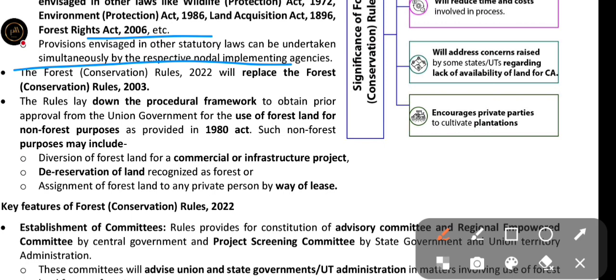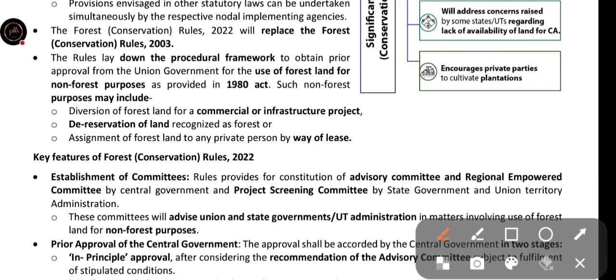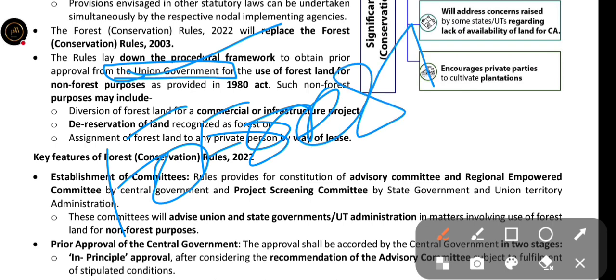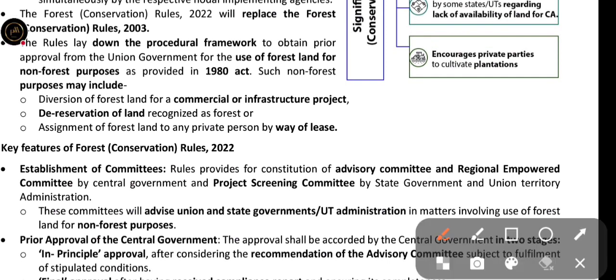The Forest Conservation Rules 2022 will replace the Forest Conservation Rules 2003. Okay, the rules lay down the procedural framework to obtain prior approval from the union government and not the state government. Okay, so you should remember, these forests come under the protection of the state list, and not the concurrent list.